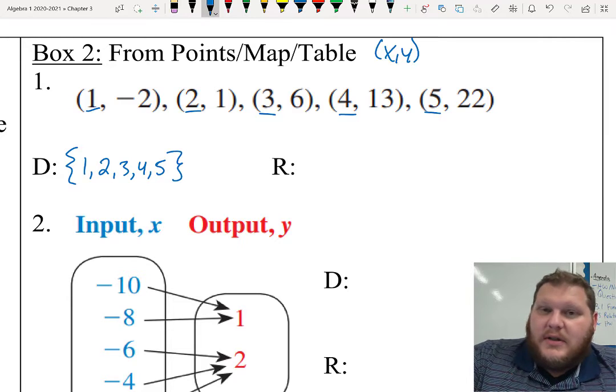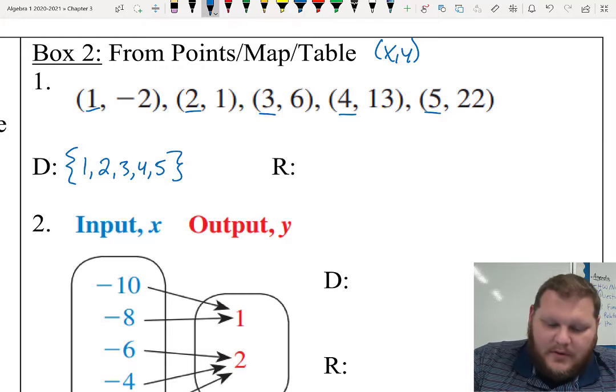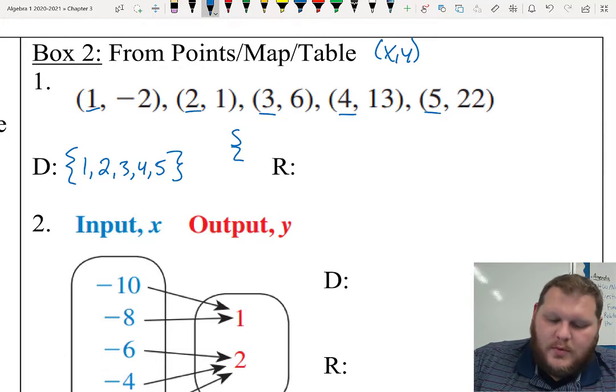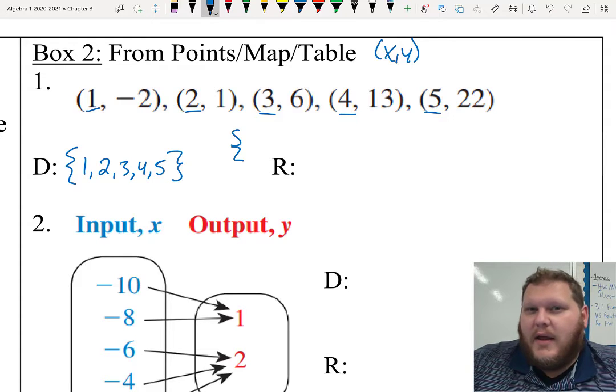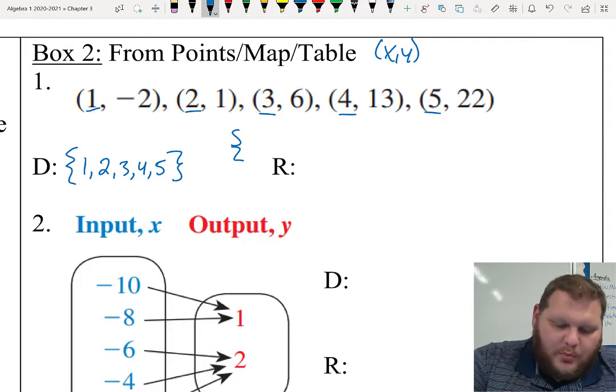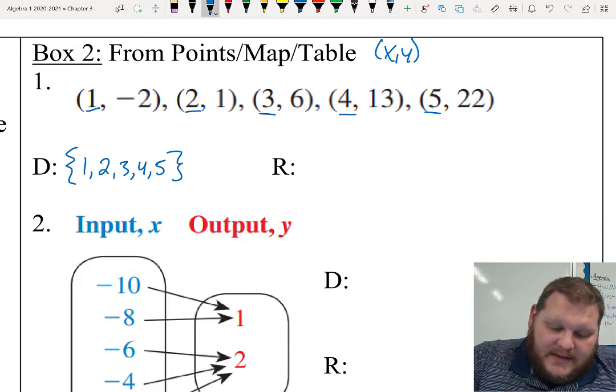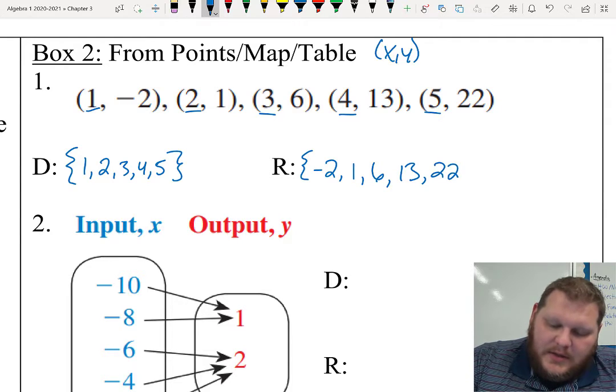To draw those, just a little tip, the way that I first learned how to do these until you can do them successfully, I drew an S and then a 2, and that kind of makes the fancy brackets without having to actually do it in one fell swoop, one motion. So then for our range, we just have to list out our y values. So -2, 1, 6, 13, and 22.